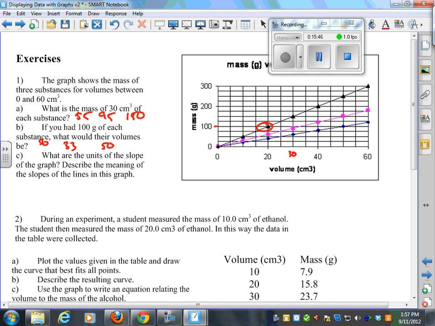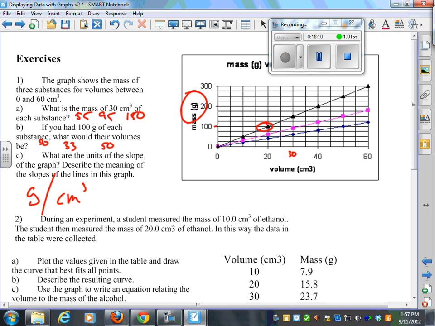C is the harder one. What are the units of the slope of the graph? The slope is the y divided by the x. So what are the y units? Grams. What are the x units? Centimeters cubed. So the units of the slope are grams per cubic centimeter. What do we measure in grams per cubic centimeter?